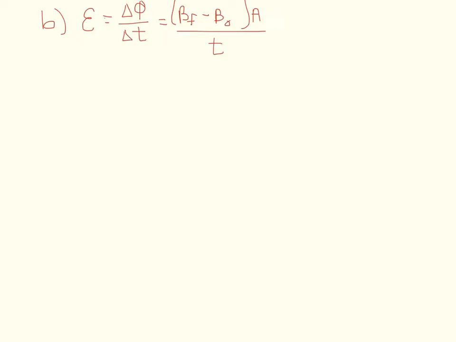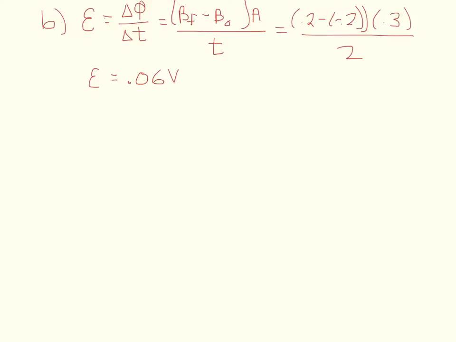Okay, so EMF always equals the change in flux over time, and in this case the change in flux comes from a change in the magnetic field. So we're going to do the final magnetic field minus the initial magnetic field, all of that times the area, divided by time, and that should give us the EMF. So I'm going to plug in the numbers we get from our graph and solve. We get 0.2 minus negative 0.2, times 0.3, divided by 2, and the EMF does come out to 0.06 volts.